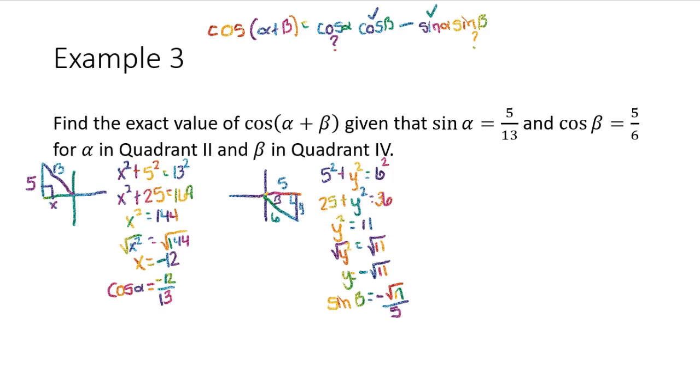Okay, so now I'm ready to find the cosine of alpha plus beta. Now let's go up here, and then let's take this off right here, and we'll take this off right here. So the cosine of alpha we found to be negative 12 over 13. The cosine of beta given to us, 5 over 6. The sine of alpha given to us, 5 over 13. And the sine of beta we found right here, negative square root of 11 over 5.